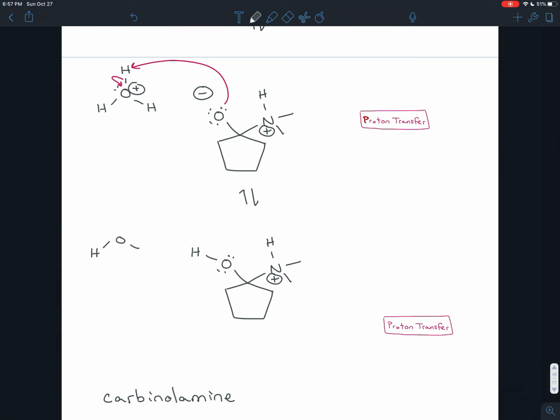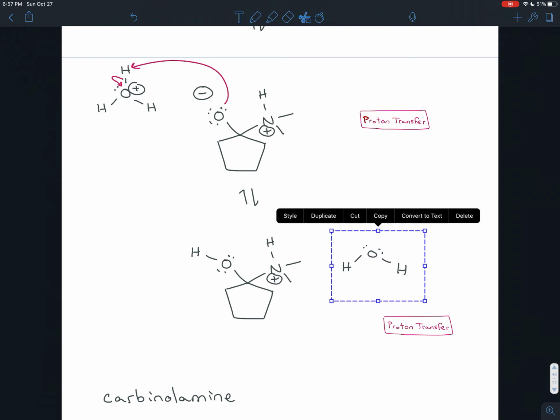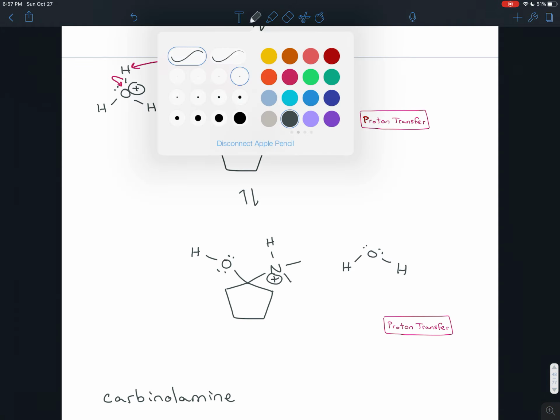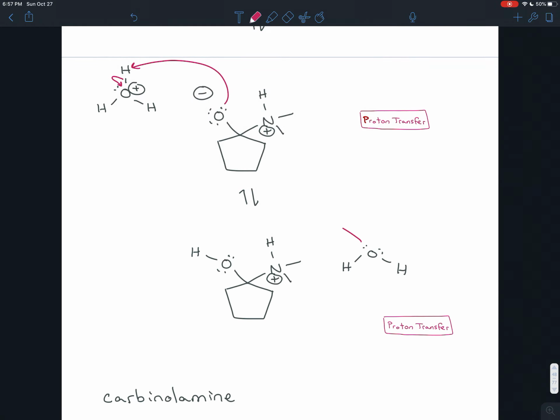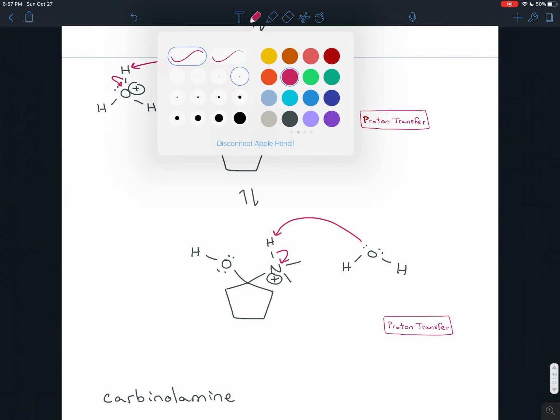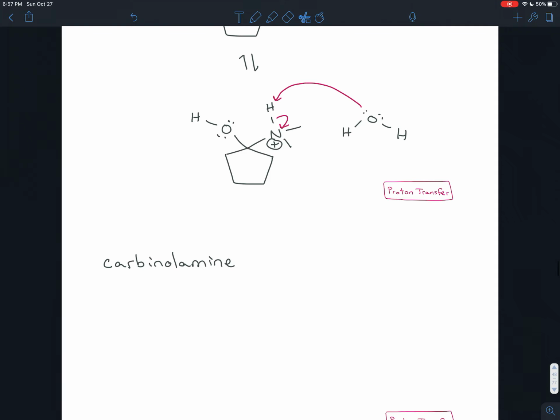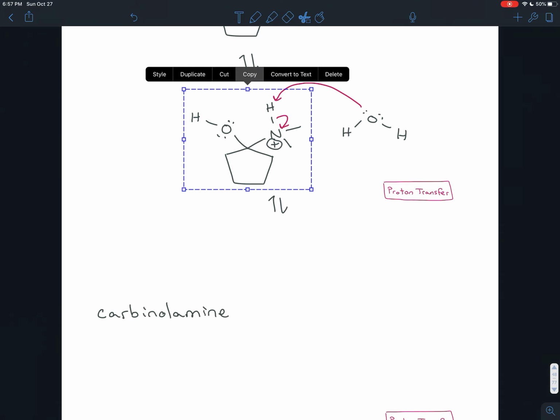And notice we also form a water here. The hydronium that lost its hydrogen turns into a water. Well, we can use that water as a base. The slightly negative oxygen can swoop in and steal the slightly positive hydrogen. The electrons go onto the nitrogen to help stabilize that positive charge. And so here we're doing a proton transfer to help stabilize the charge.